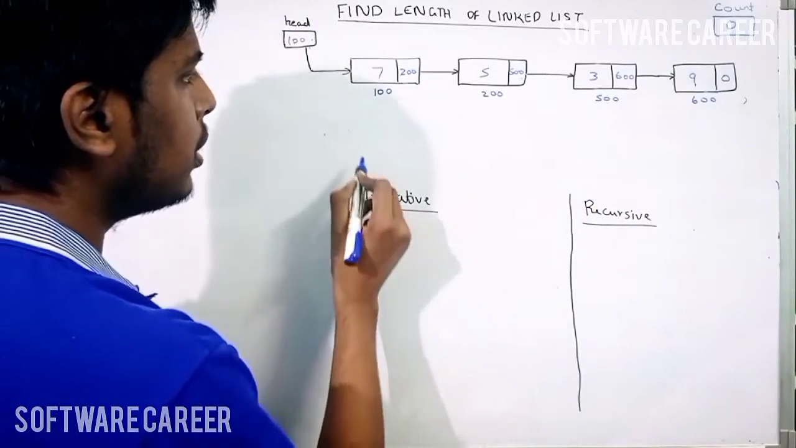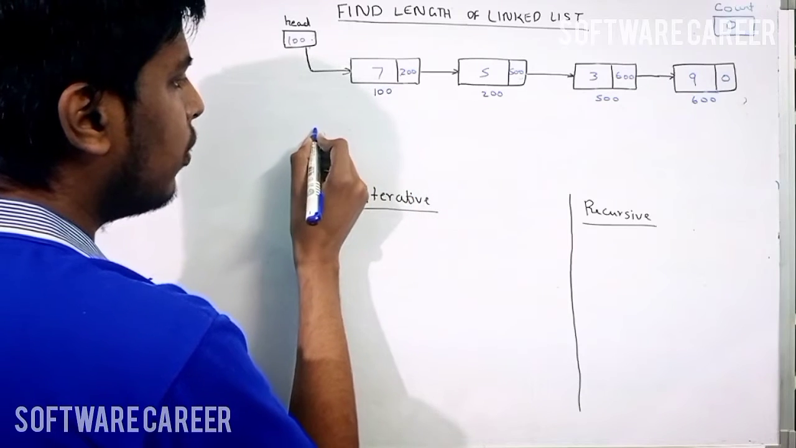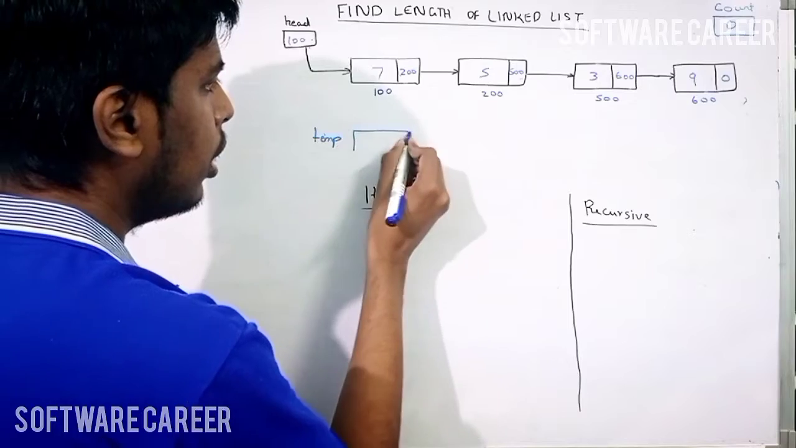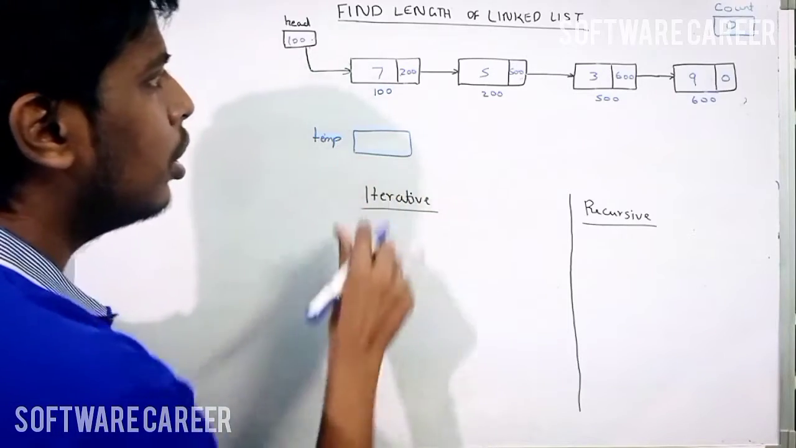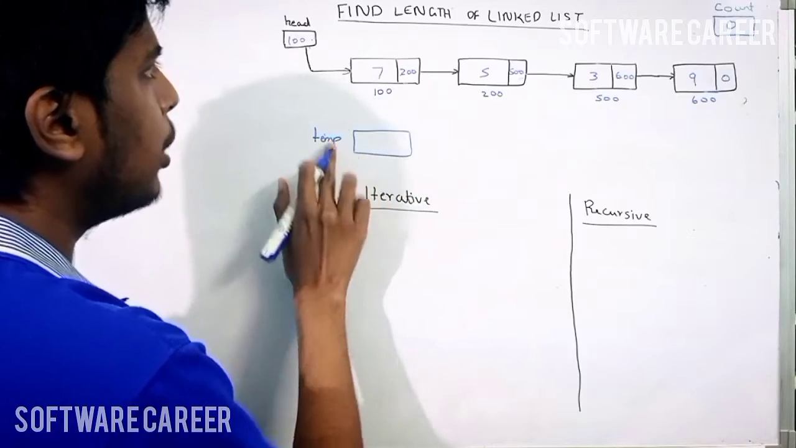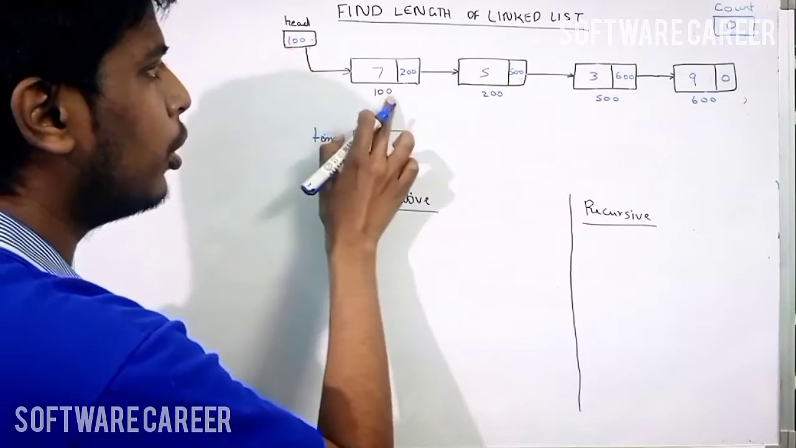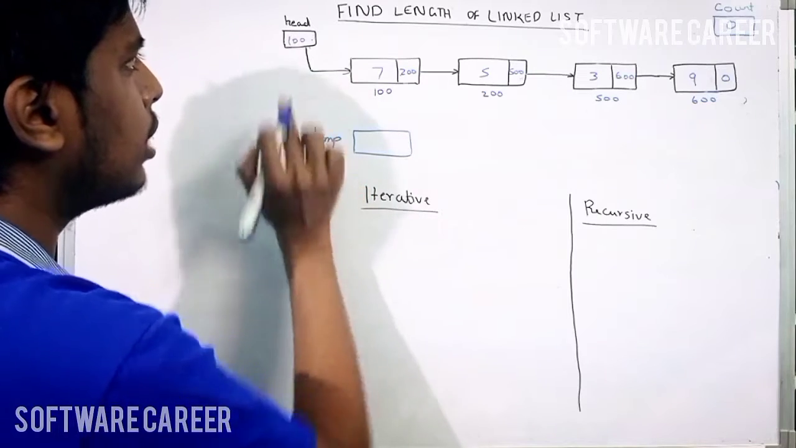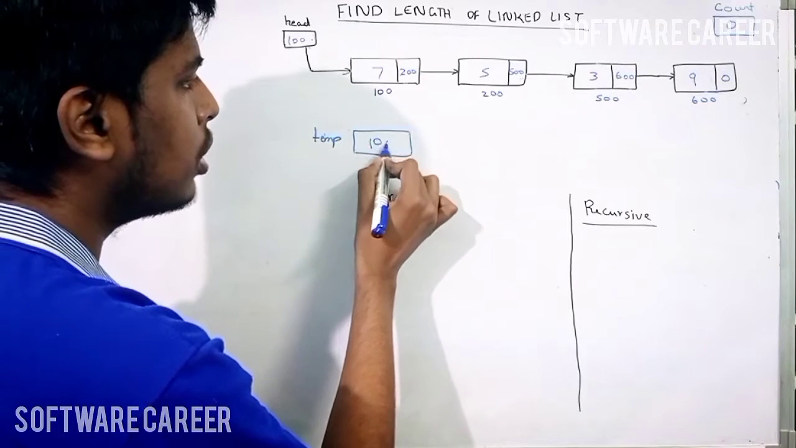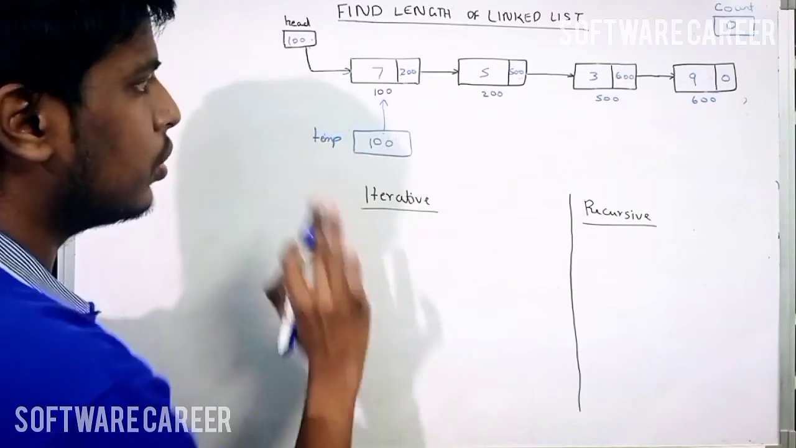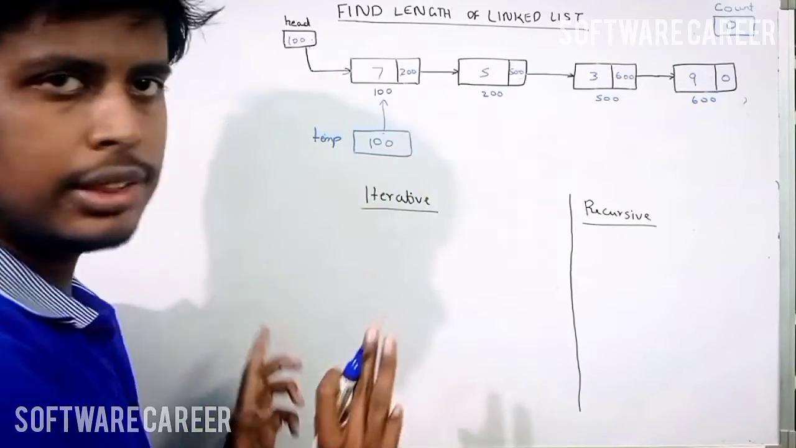Now the second step is you should create a pointer called temp. This temp pointer should point towards the first node. How will it point? If you write temp equals head, because head is used to point to the first node. So head is 100, so if you write temp equals 100, then it points towards the address of the first node. It points to the first node. This is the second step.